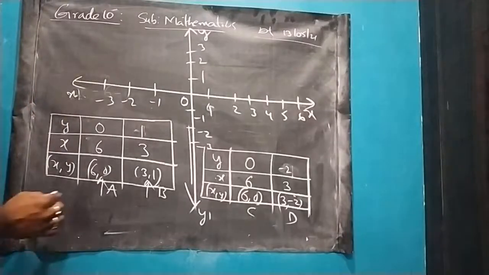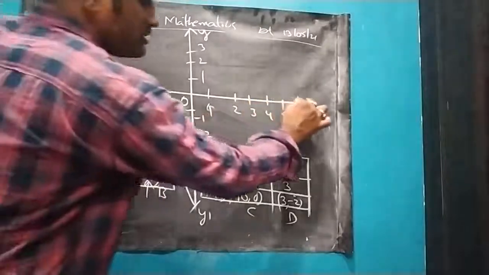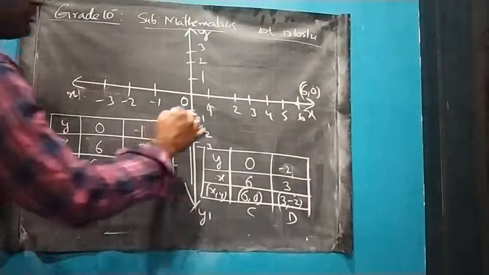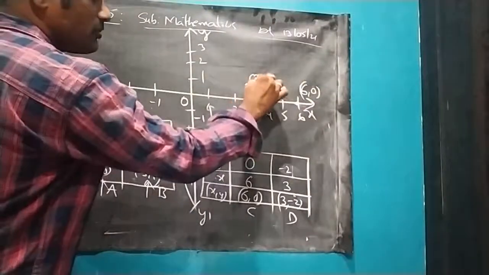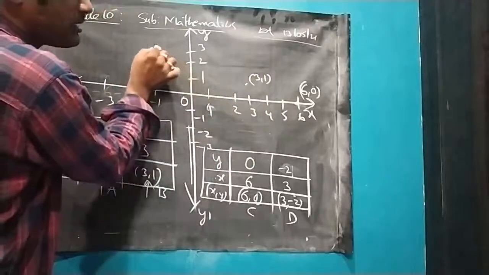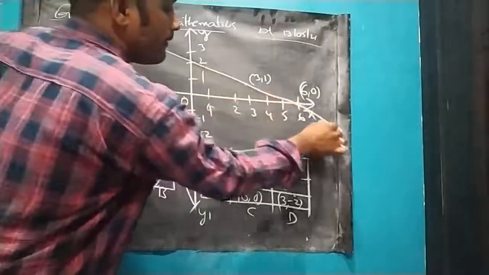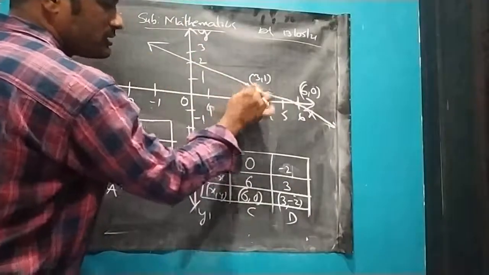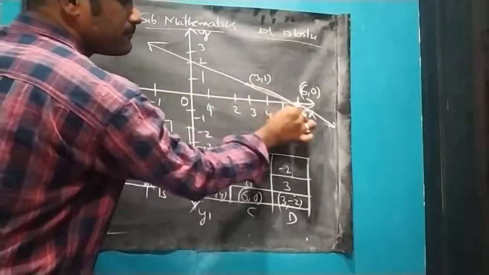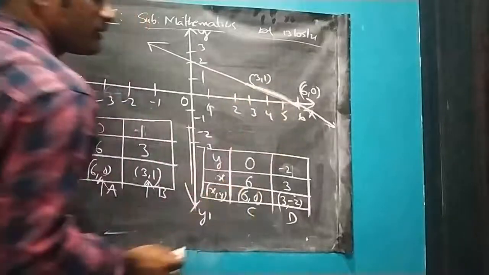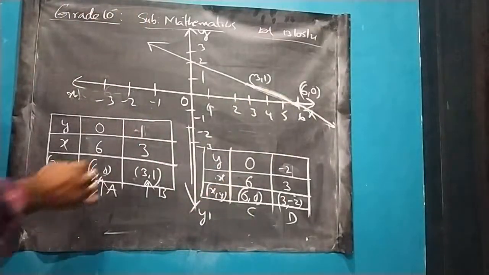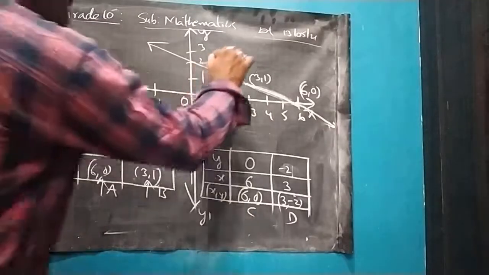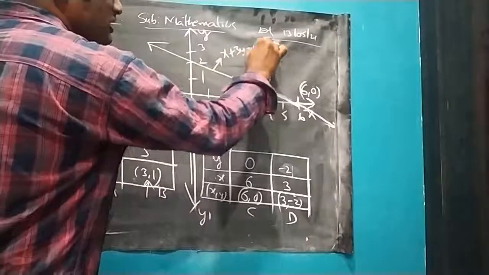After plotting the points, let us mark the points now. 6, 0. This is the point 6, 0. What is the next point? 3, 1. This is the point 3, 1. Now let us draw a line passing through them. I have not drawn it perfectly, but if you draw with a ruler, you will get a perfect line, okay? So what is the name of this line? The name of this line is x plus 3y is equal to 6. You have to mention the name also, x plus 3y is equal to 6.